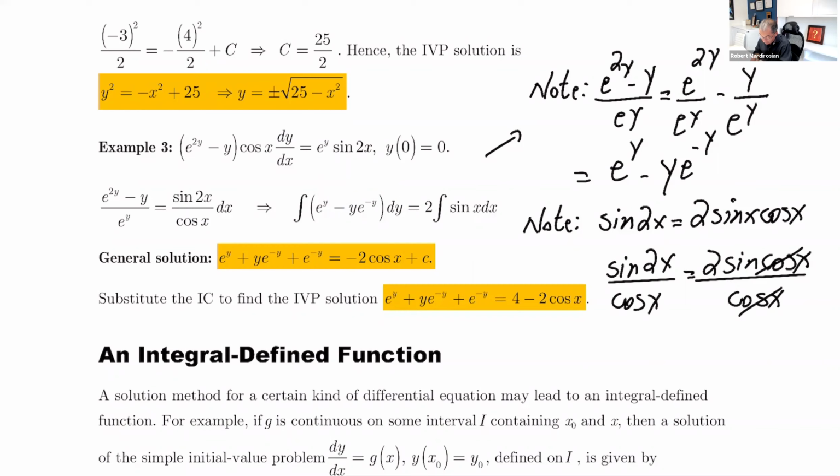And the integral of sine x is just negative cosine x. So plus c, don't forget. Now if you substitute the initial value, then you can solve for c. The initial value y of 0 is 0, so whenever x is 0, y is 0. If you substitute those, you can solve for c. Here you cannot isolate y, so you just put the general solution. You can write it like that.